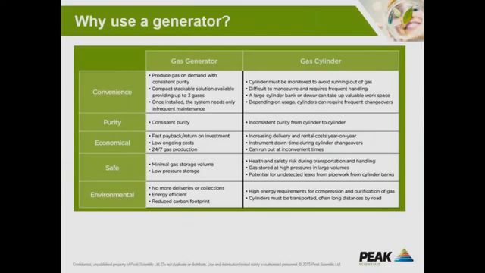If we contrast this with cylinders, which need to be monitored so that you don't run out of gas in the middle of analysis, you also need to order them on time so that you have a ready supply, and you also have to move them around, which has potential health and safety issues. Purity. Gas generators produce a consistent purity of gas, whereas cylinders can have inconsistent purity from cylinder to cylinder, since cylinders are only batch tested. So it's possible that you could get the bad apple in the batch.